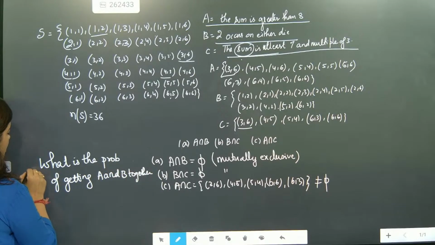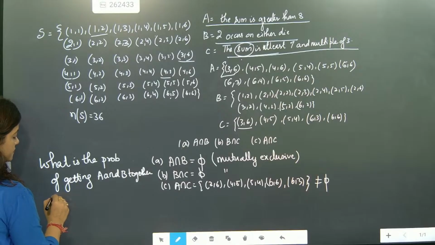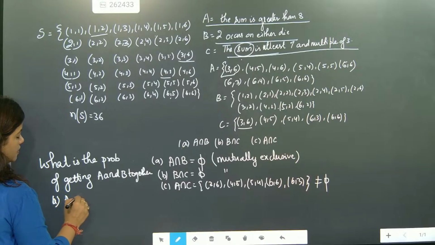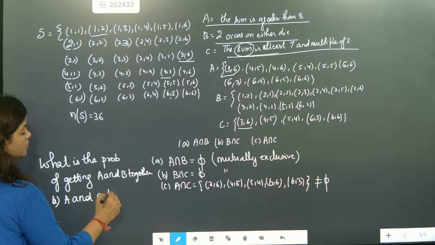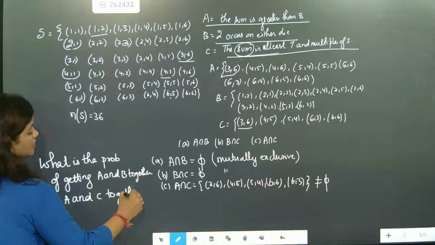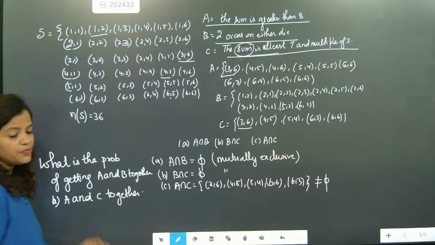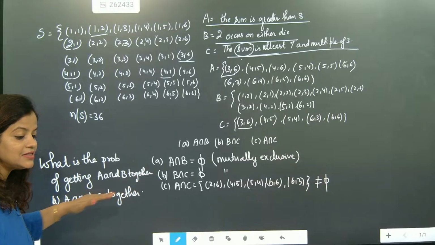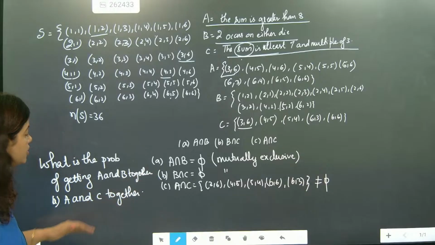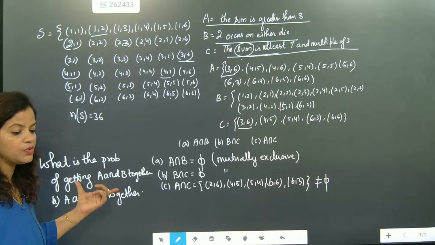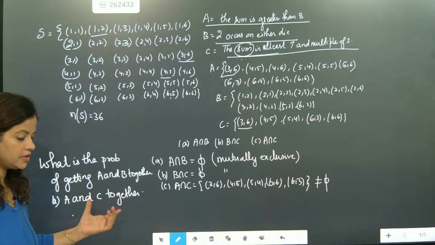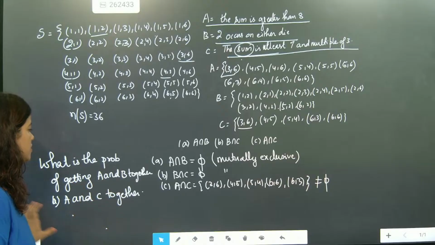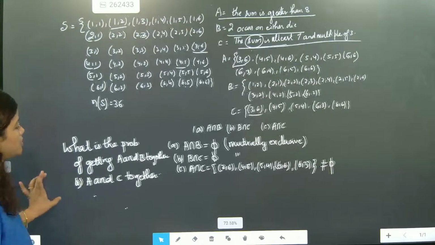Nishika, find also the probability of A and C together. What is the probability of getting A and B together, and A and C together? If anyone asks you this question, how are we going to respond?